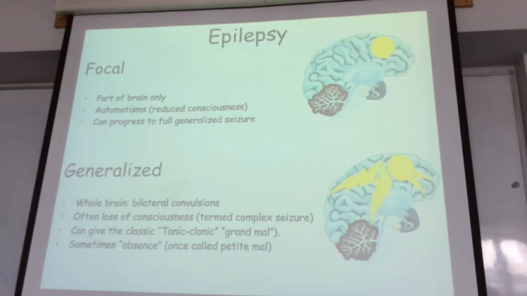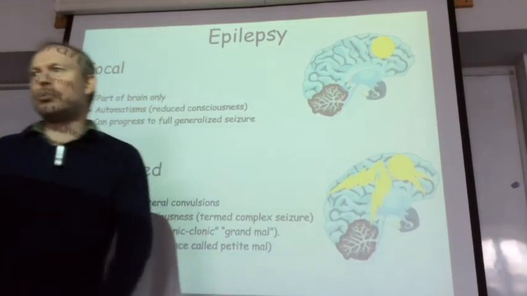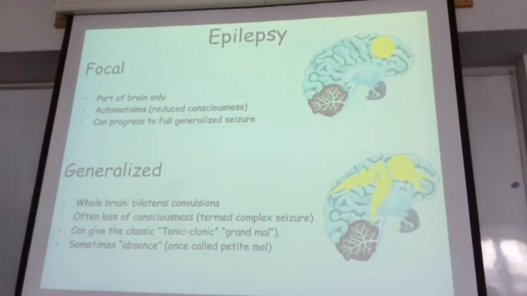And a generalized seizure is when that overspills and takes over virtually the whole brain in some form or another, and that leaves an animal in a classic tonic-clonic kind of state where it just sits there maybe trembling and foaming at the mouth or whatever. It can take different forms, and you'll be hearing a lot more about that in the third year if you survive that long.